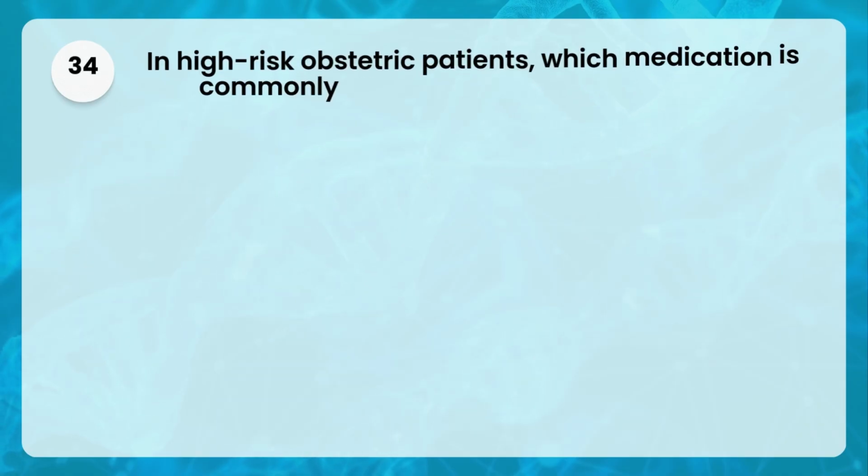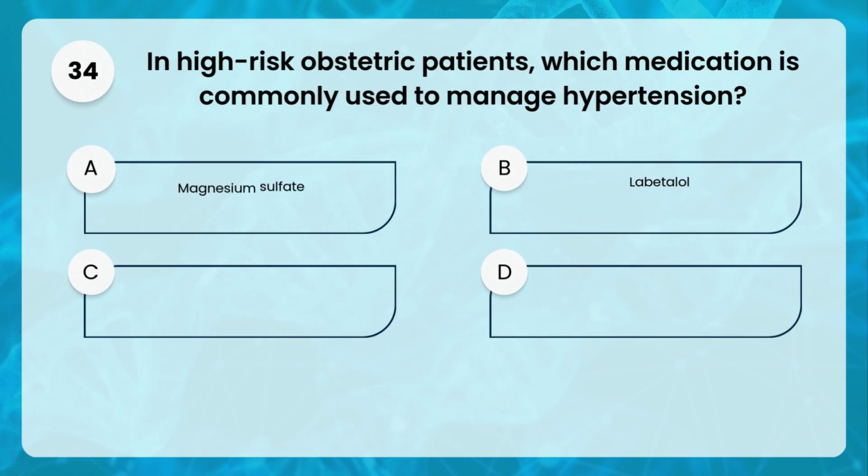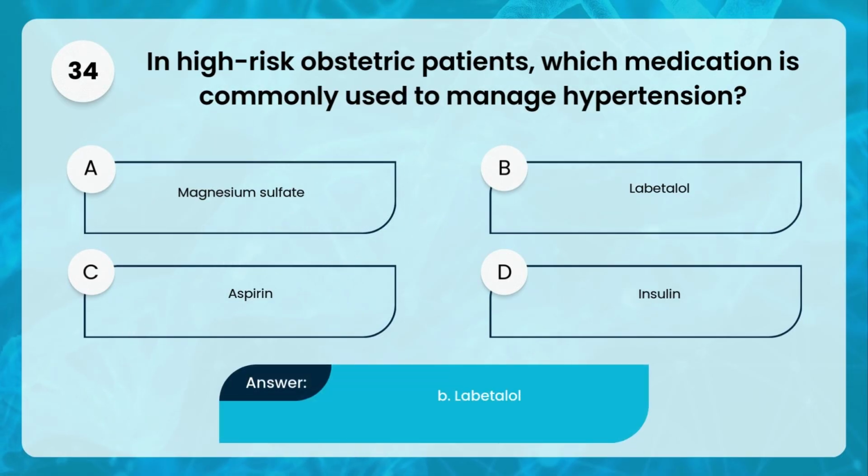Number 34. In high-risk obstetric patients, which medication is commonly used to manage hypertension? A. Magnesium sulfate. B. Labetalol. C. Aspirin. Or D. Insulin. The answer is B. Labetalol.